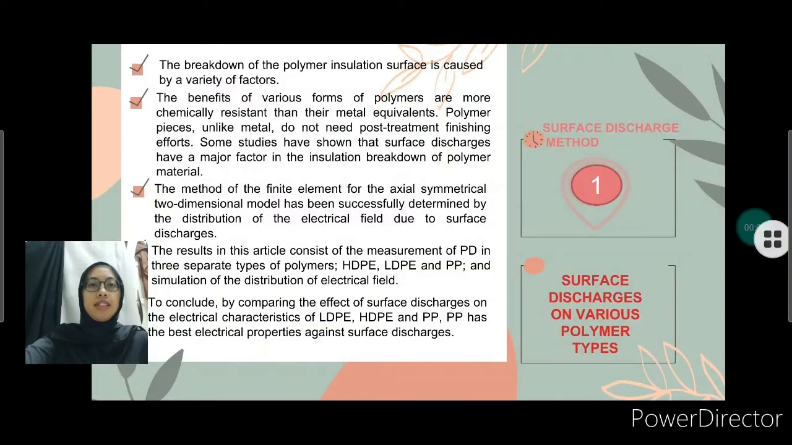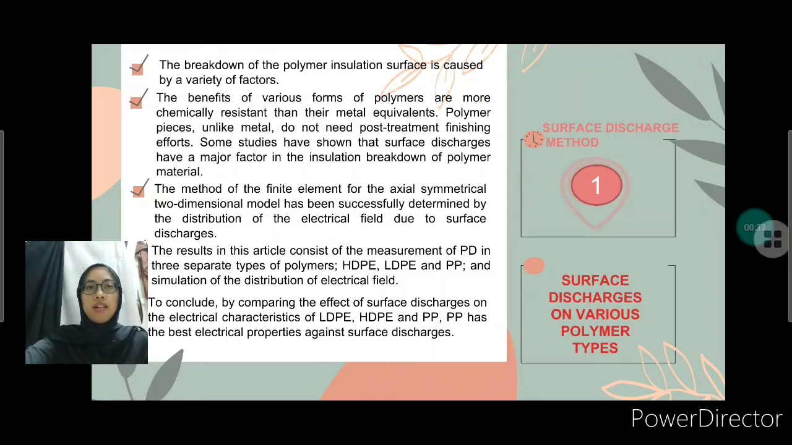Surface discharge method 1. Surface discharge on various polymer types. The breakdown of the polymer insulation surface is caused by a variety of factors. The benefit of various forms of polymer is that they are more chemically resistant than their metal equivalent. Polymer pieces, unlike metal, do not need post-treatment finishing effort. Some studies have shown that the surface discharge is a major factor in insulation breakdown of polymer material.